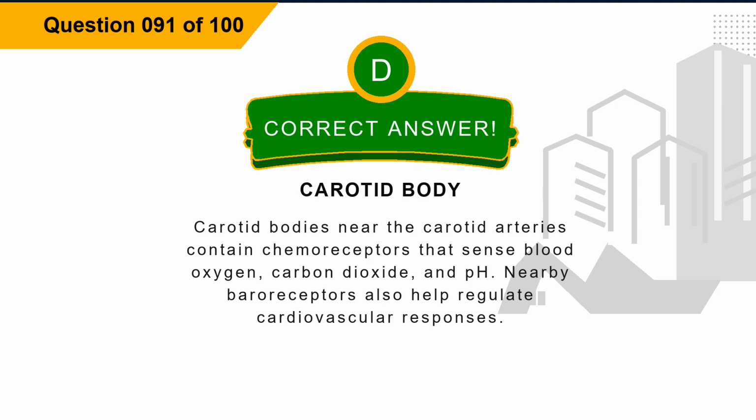Carotid body. Explanation. Carotid bodies near the carotid arteries contain chemoreceptors that sense blood oxygen, carbon dioxide, and pH. Nearby baroreceptors also help regulate cardiovascular responses.